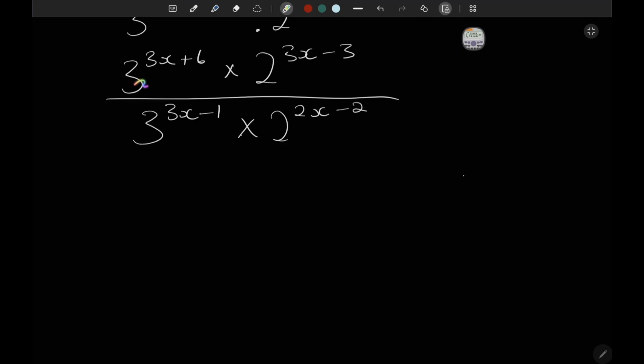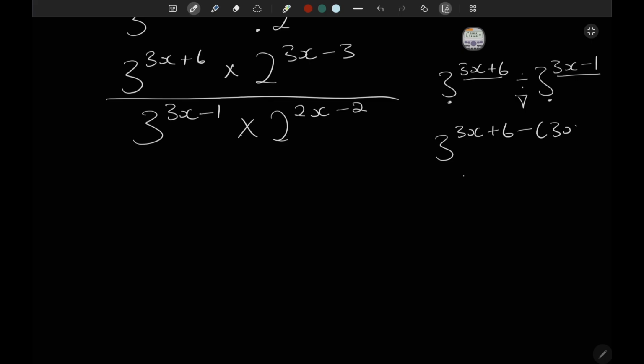Let's start with 3 and 3. We'll have 3 to the power 3x plus 6 divided by 3 to the power 3x minus 1. You have the same base and they're divided, so you subtract their exponents. We should have 3 to the power 3x plus 6 minus, in a bracket, 3x minus 1. So how do we solve this? Let me write this here. We have 3x plus 6 minus 3x minus 1. We're solving the exponents. So this is basically minus 1 right outside the bracket.